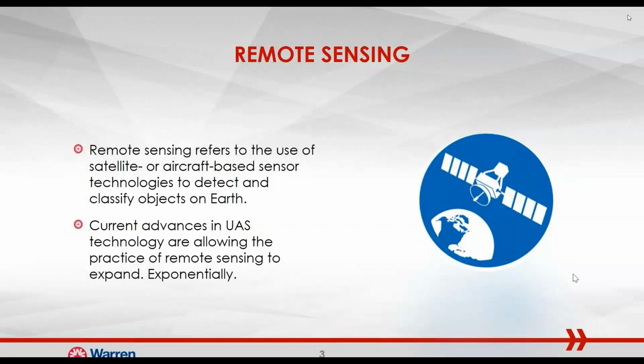So remote sensing refers to the use of satellite or aircraft-based sensor technologies to detect and classify objects on Earth. Current advances in unmanned aircraft system technology are allowing the practice of remote sensing to expand, and it's expanding, as I said before, exponentially. So it's really important to think about this. Remote sensing has been around for a long time. It's a very important part of data gathering. But now, with the advent of commercial off-the-shelf drones and the ability to use them with some sophisticated software that we'll talk about in a few minutes, it really has become an interesting and compelling way to gather data that is often worth a considerable sum of money, but captured and acquired at a much less expensive and much more cost-effective manner.